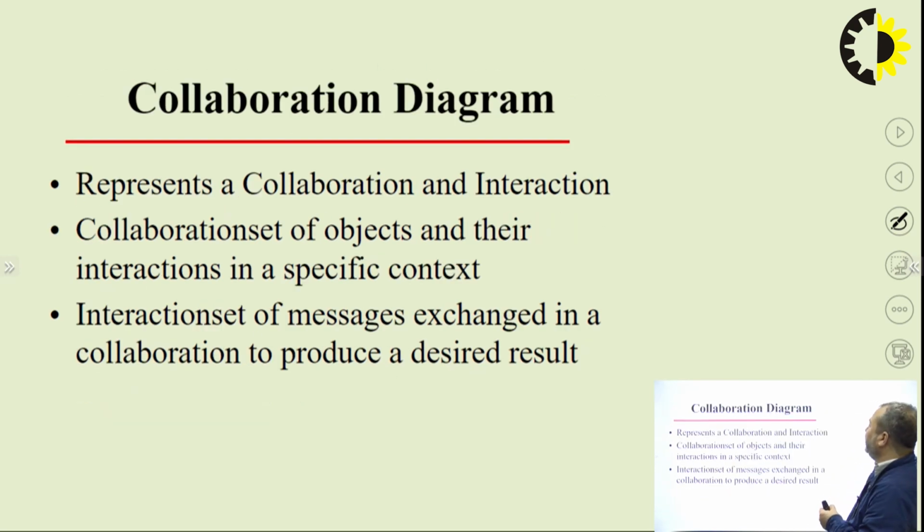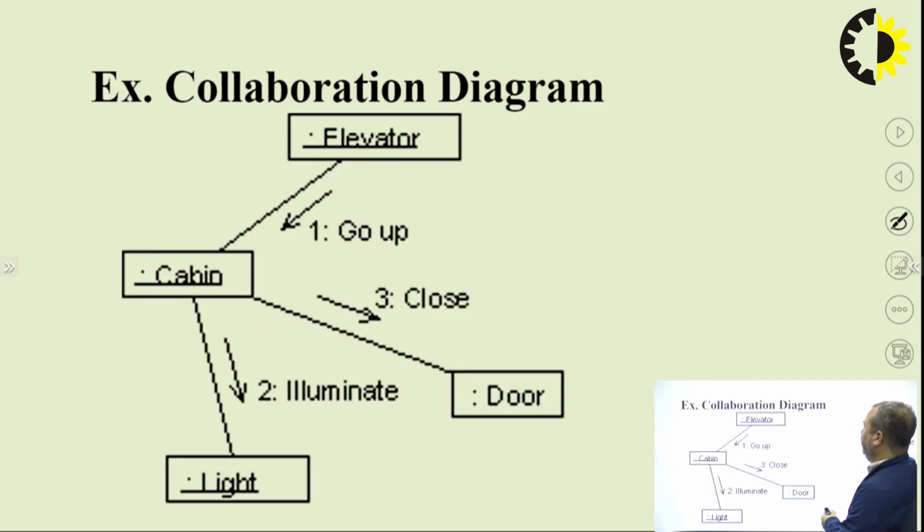Okay. A collaboration diagram represents a collaboration and interaction. A collaboration is a set of objects and their interaction in a specific context. An interaction is a set of messages exchanged in a collaboration to produce a desired result. Okay. For example, let's see the diagram.